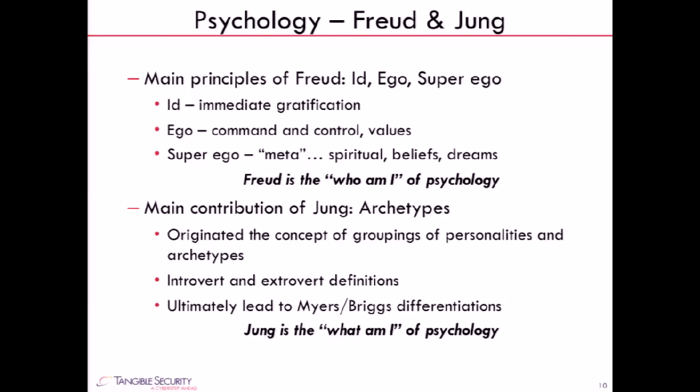Jung gave us these archetypes, okay? And the original core Jungian archetypes have been changed, modified. There are dozens of them today. The best one that I use, which is very commonly and very easily understood, is the Myers-Briggs. I highly recommend all of you go out there and figure out what your Myers-Briggs is. It'll tell you a lot about yourself, actually. And this is the what am I of psychology when you're trying to look at the motivation.